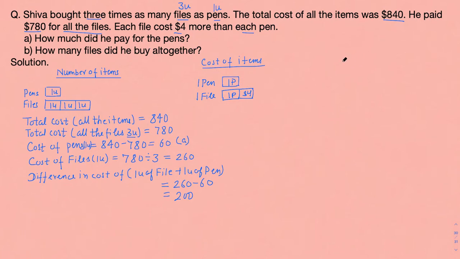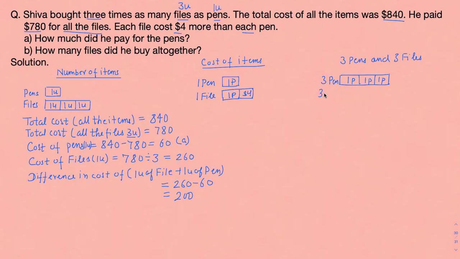Let's take an example before we do that, right? So let's say I have 3 pens and 3 files. What will be the cost of 3 pens, given one pen is 1p? Obviously the cost of 3 pens will be 3p, right? 1p, 1p and 1p. The cost of 3 pens will be 3p.